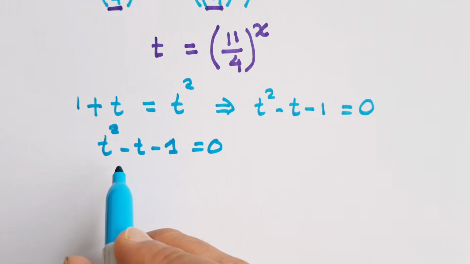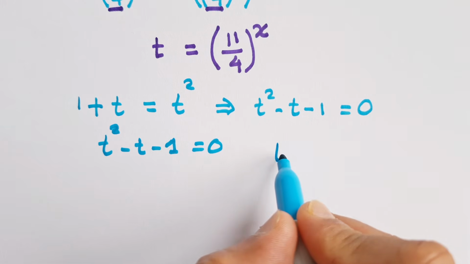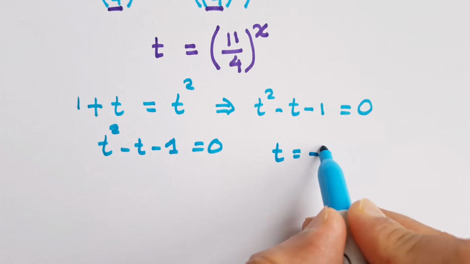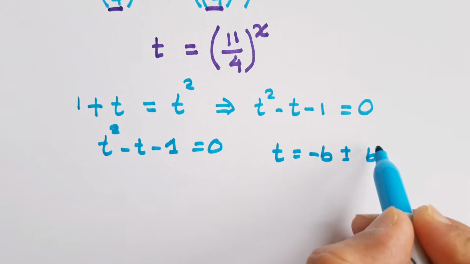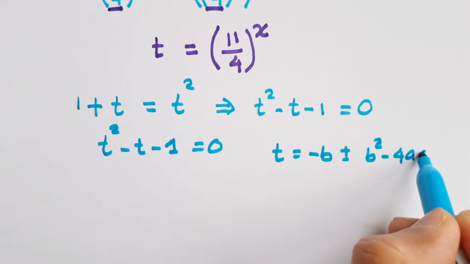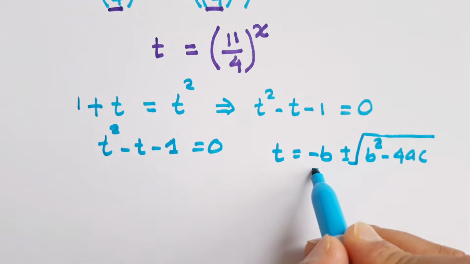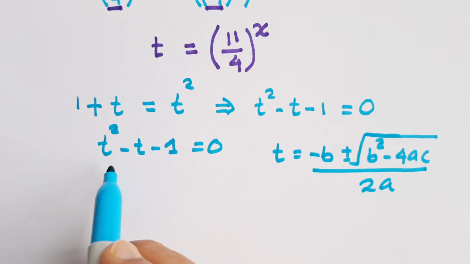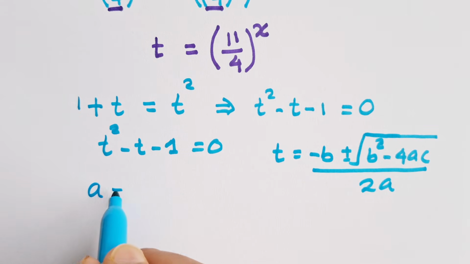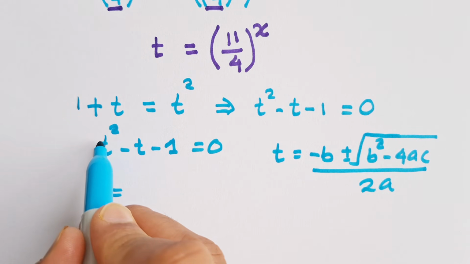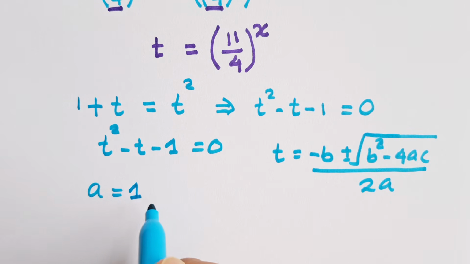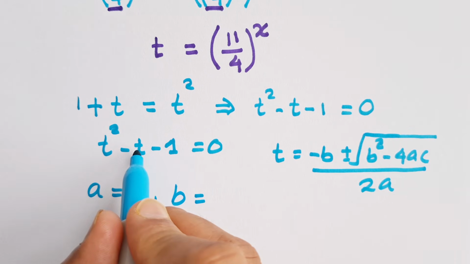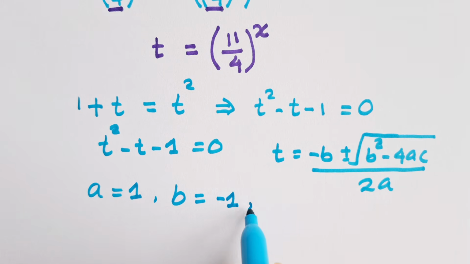So according to the quadratic formula, the roots of t are given by t is equal to minus b plus or minus square root of b squared minus 4 times a times c, divided by 2 times a. For our quadratic equation, the value for a, which is the number in front of the t squared, is equal to 1. The value for b, which is the number in front of the t, is equal to minus 1. Our constant c is equal to minus 1.